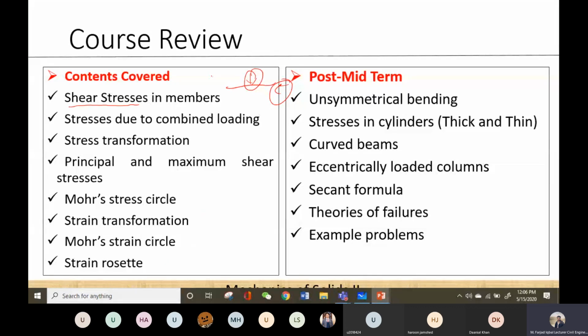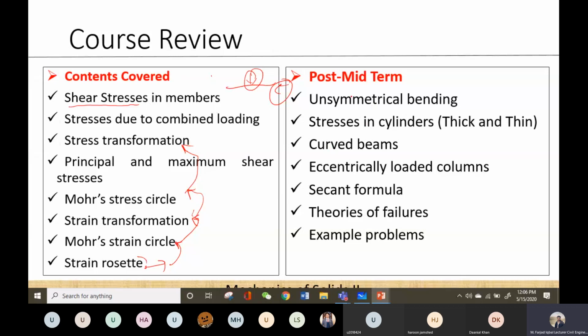Basically, this defines the whole topic. Experimentally, we use strain rosettes to calculate the strain. Then we transform it onto different axes, and after that, we can calculate the stresses using the strains, and we can transform these stresses. And then, if we have the stresses, we can calculate the stress due to the combined impact of the loading. So these are the topics that we covered pre-midterms.